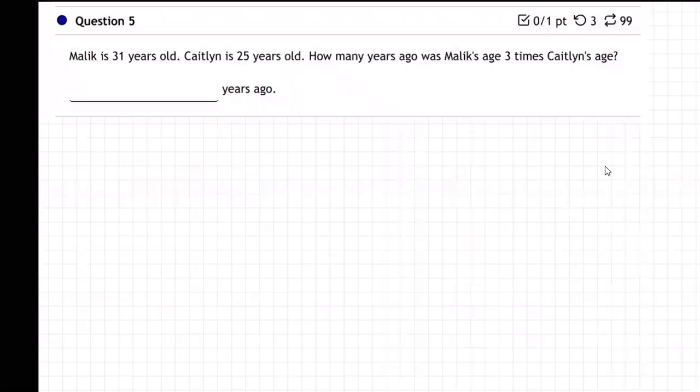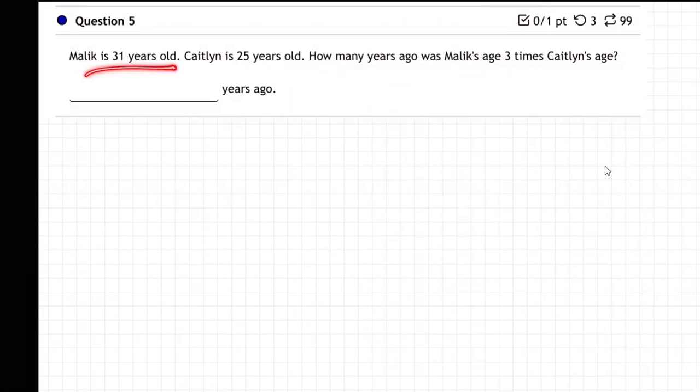Okay, so here it is, another age one. Malik is 31 years old. Caitlin is 25 years old. So how many years ago was Malik's age 3 times Caitlin's age? So that's a funny question, isn't it?